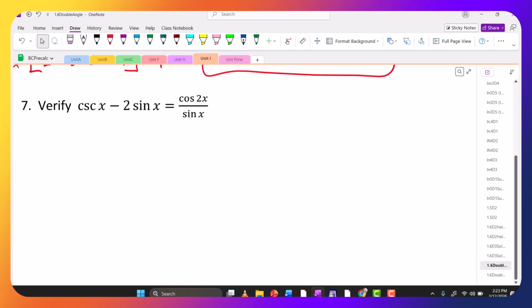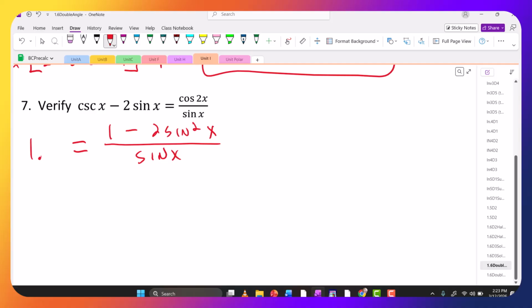Which one? The one that only has one in it. Say it out loud. Sine. So step number 1 equals right side 1 minus 2 sine. Look at it, already happens. What's 1 over sine, everyone? Okay. And look at the left side.